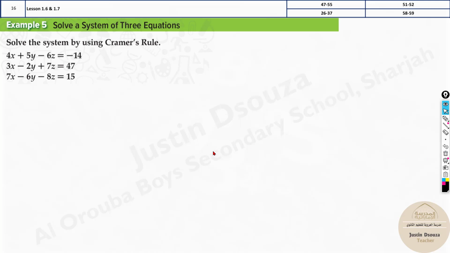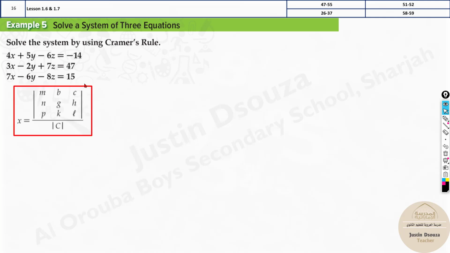Now, what if it's Cramer's rule by 3 cross 3? See, it's not difficult, but it takes a long time. That's the only issue. I hope this problem doesn't come, 3 cross 3 doesn't come for your exam. Generally, it's very lengthy, so they won't ask it. But anyways, let's look into it.